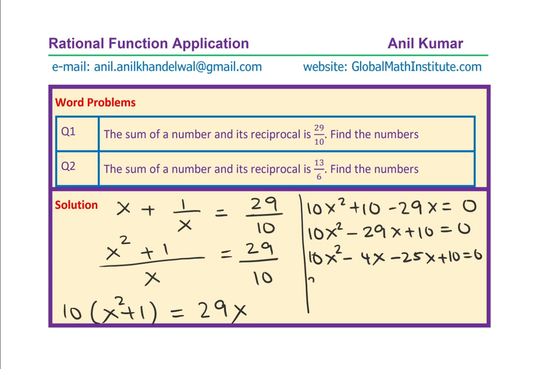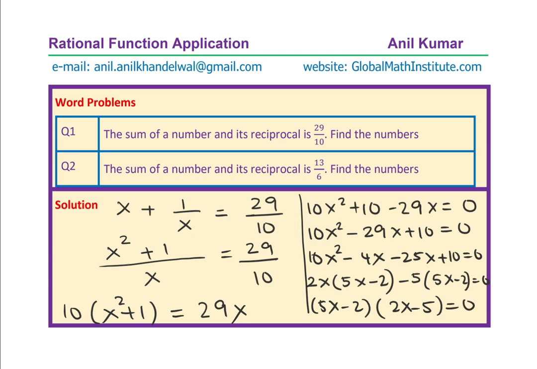You can take 2x common from the first two terms. We get 5x minus 2, yes. And here you can take 5 as common factor. We get 5x minus 2 again. Now we have 5x minus 2 as a common factor and 2x minus 5 as the other factor. Perfect.